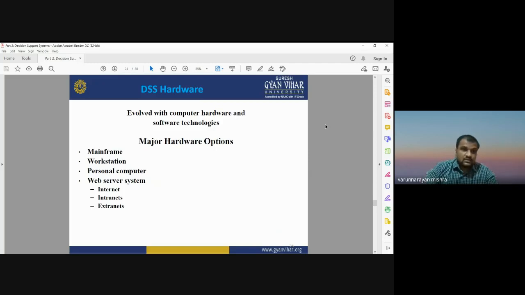So if you have good hardware, performing very well, good quality hardware, you can generate a good and very effective decision support system. Okay, so now moving to the next slide.